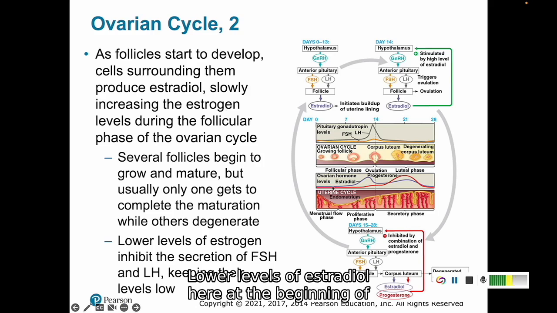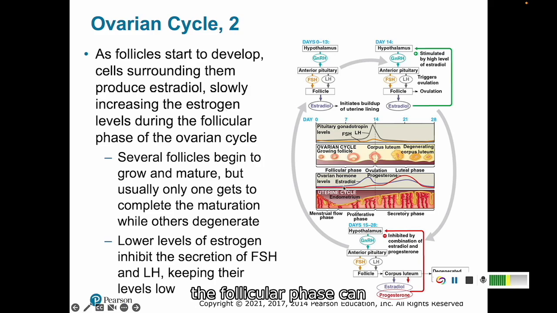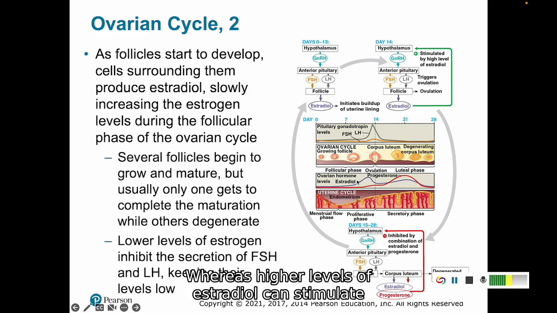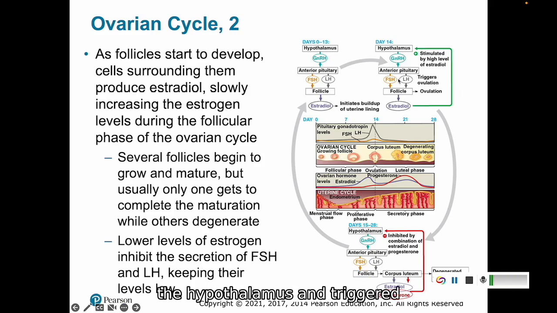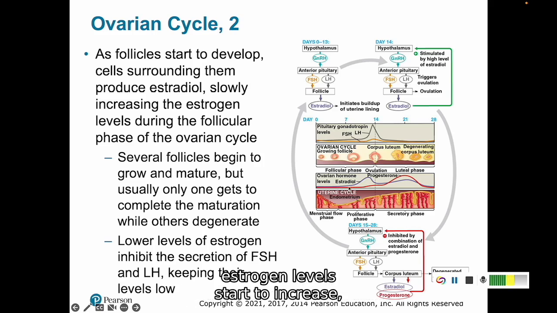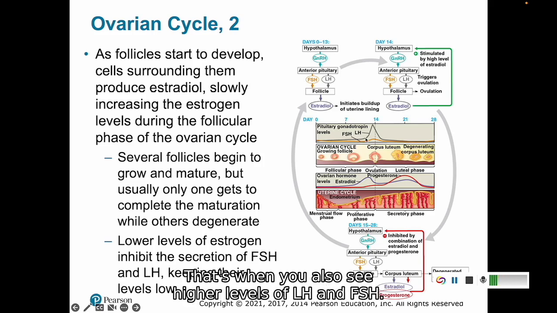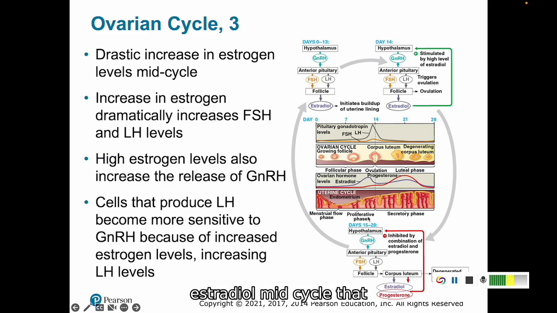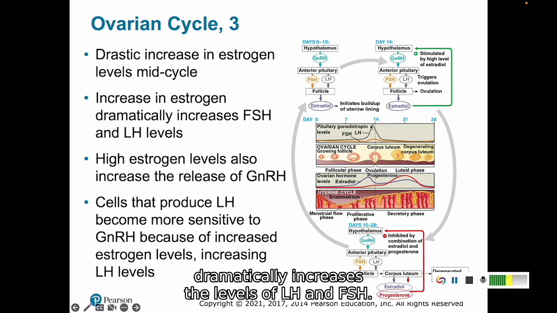Lower levels of estradiol here at the beginning of the follicular phase can actually inhibit the secretion of FSH and LH, whereas higher levels of estradiol can stimulate the hypothalamus and trigger higher levels of FSH and LH. So you actually see here as estradiol levels start to increase, that's when you also see higher levels of LH and FSH. So you have this dramatic increase in estradiol mid-cycle that dramatically increases the levels of LH and FSH.